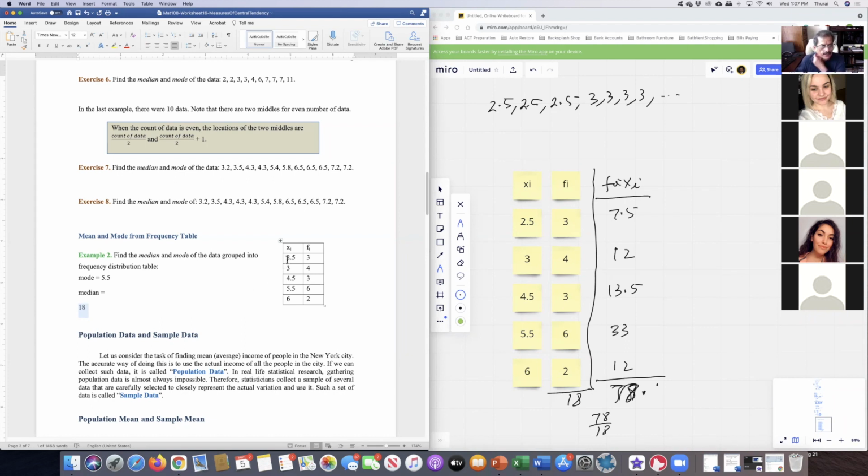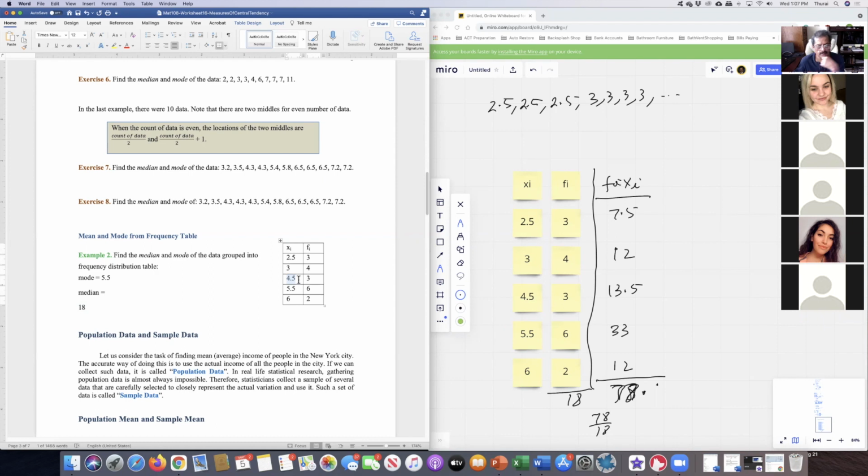All right, so here's how you do that. When I pass the data 2.5, I'm passing 3 data, counting from the beginning. I'm looking for the 9th. When I pass the next data 3, I pass 7 data. So there are 3 4.5s. So 8th, 9th, and 10th data are 4.5. So can you see that? 9th and 10th are 4.5.